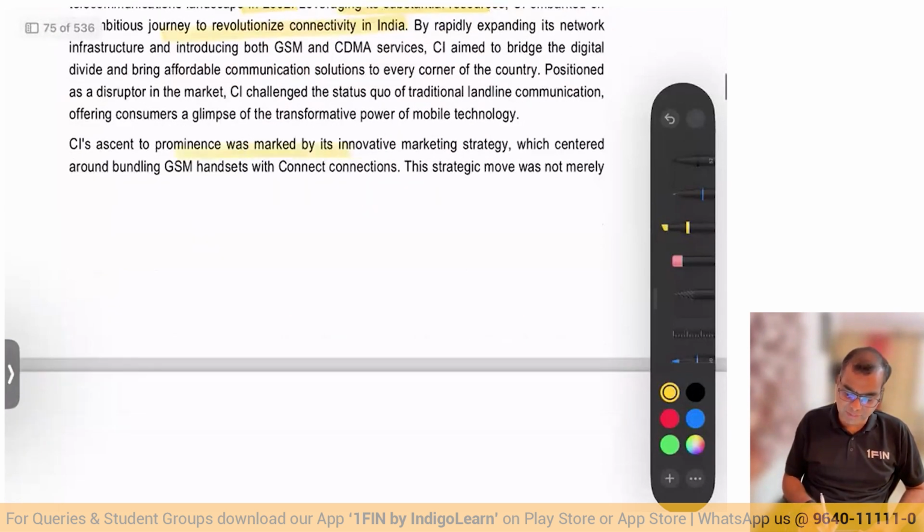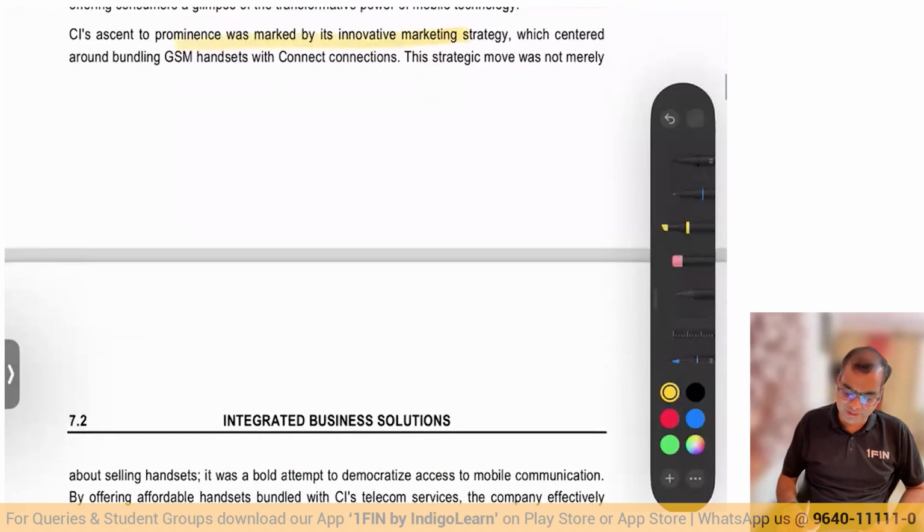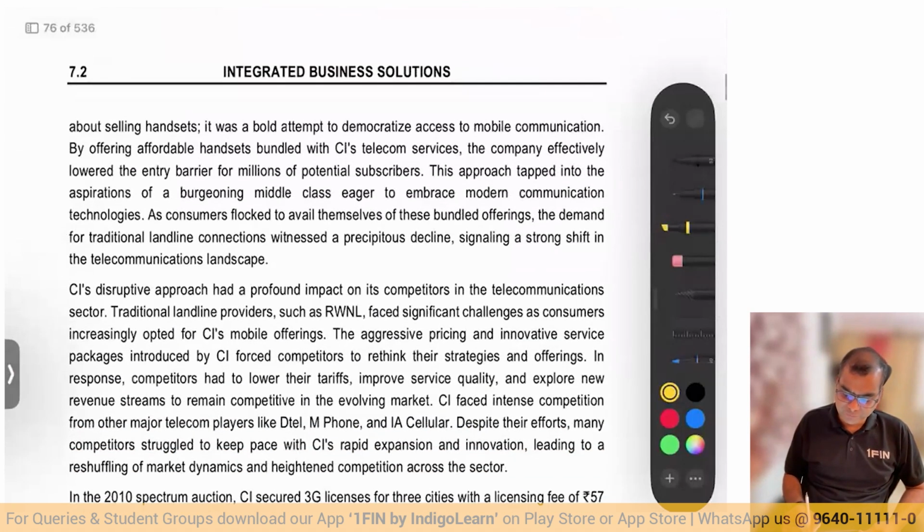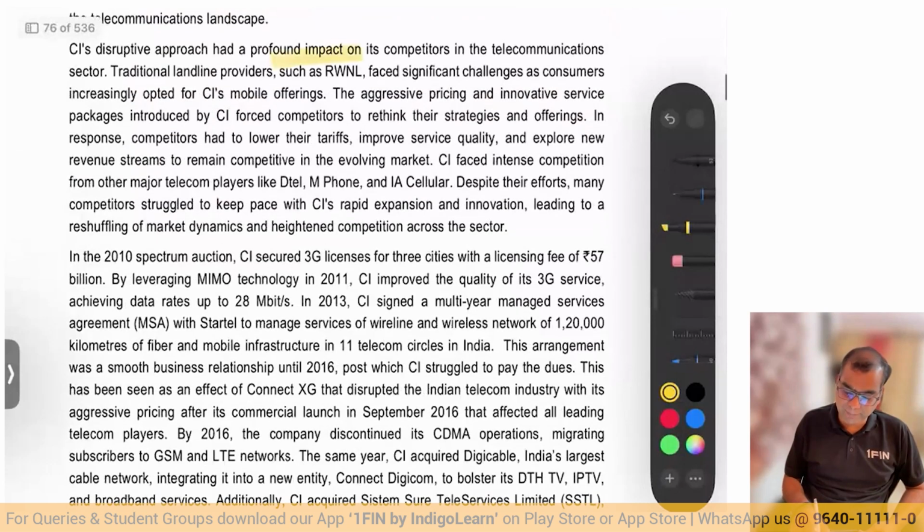Their ascent was marked by innovative marketing. They gave a lot of stuff. The approach tapped into the aspiration of the emerging middle class. They had a profound impact on competition. The aggressive pricing, see here. From here starts the real story. The aggressive pricing and service package introduced forced competitors to rethink. In response, they had to lower their tariffs. CI faced intense competition from other players like Dtel, M4, and ISL.